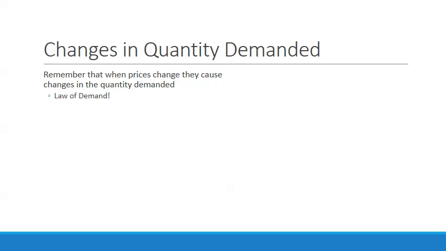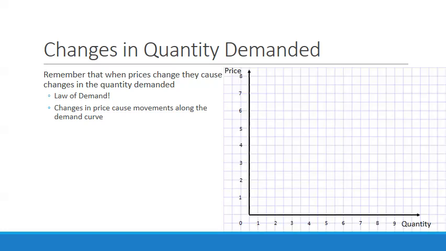So our next goal is to look at changes in quantity demanded. Remember that when prices change, they cause changes in quantity demanded. The key point is that the only thing that can change the quantity demanded is a change in price. That's the law of demand, so it's always an inverse relationship between the two. So changes in price cause movements along the demand curve.